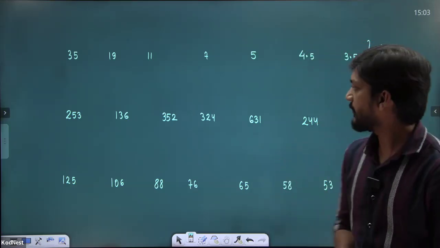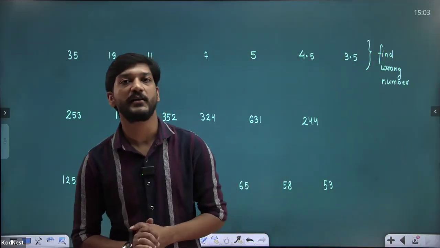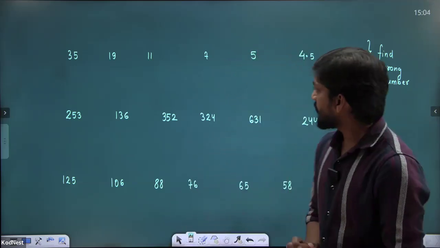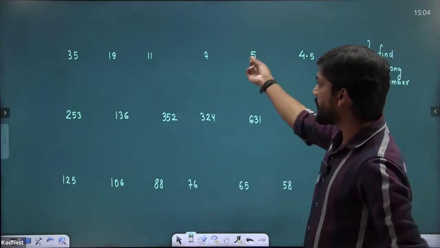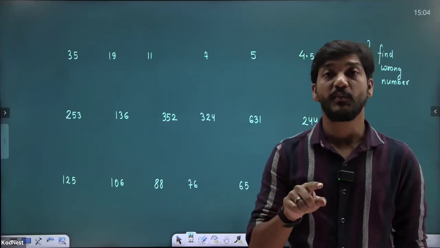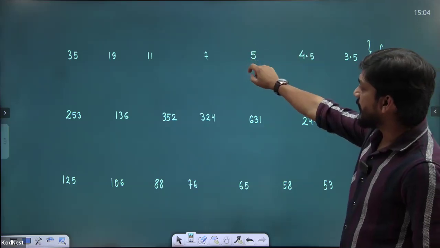All right. So now again, we have a number series, but they are not asking what is the missing number in the series. So in this series, there is something which is disturbing the series. There is a number which is disturbing the pattern. That number you have to find.